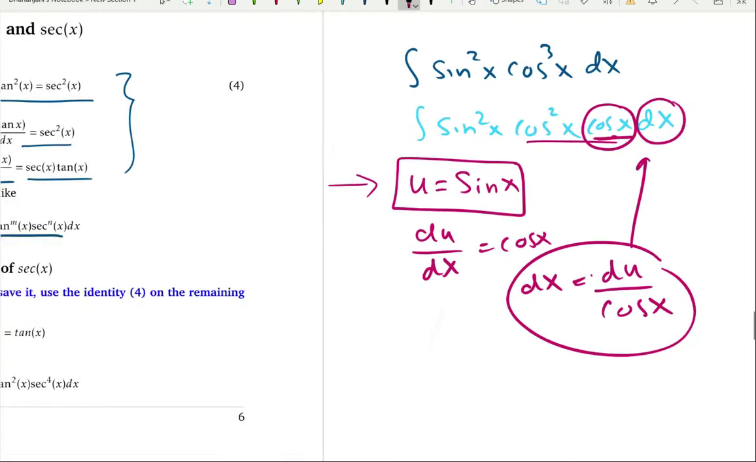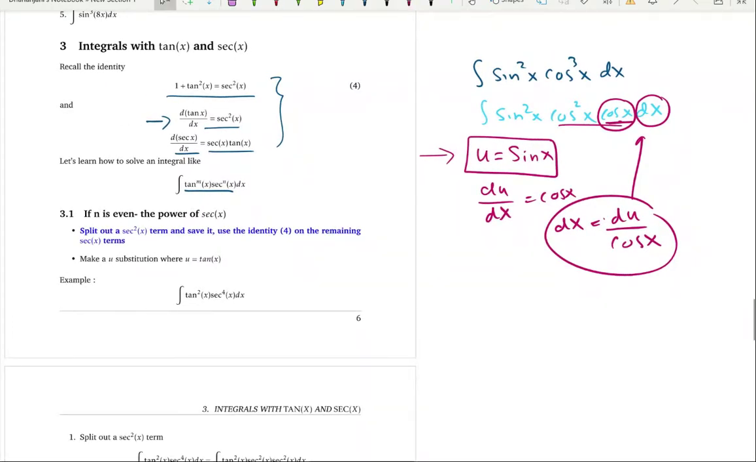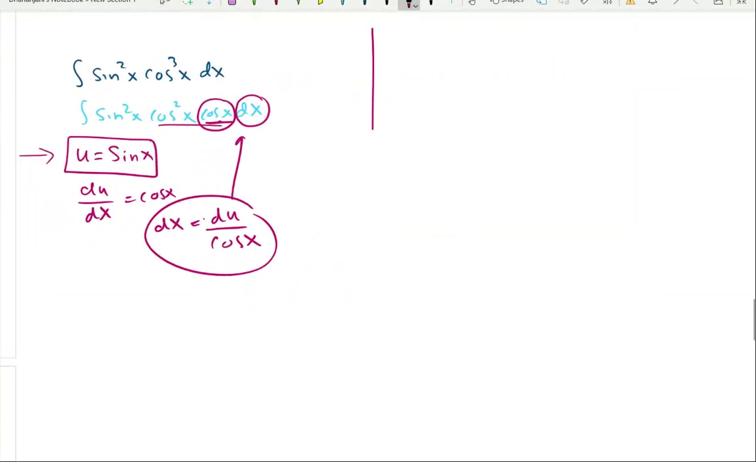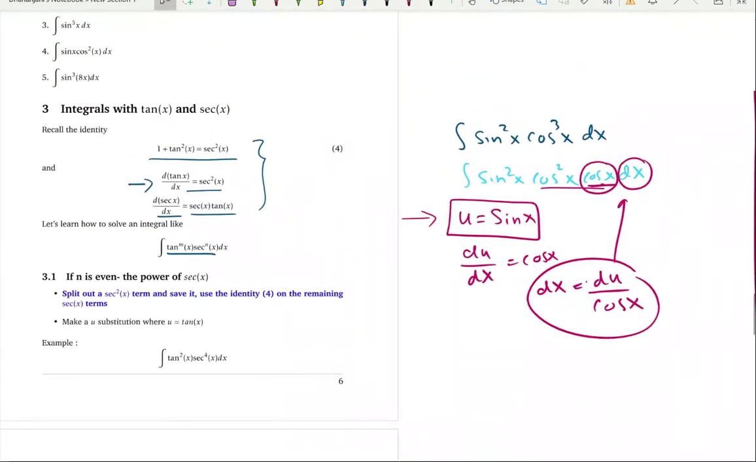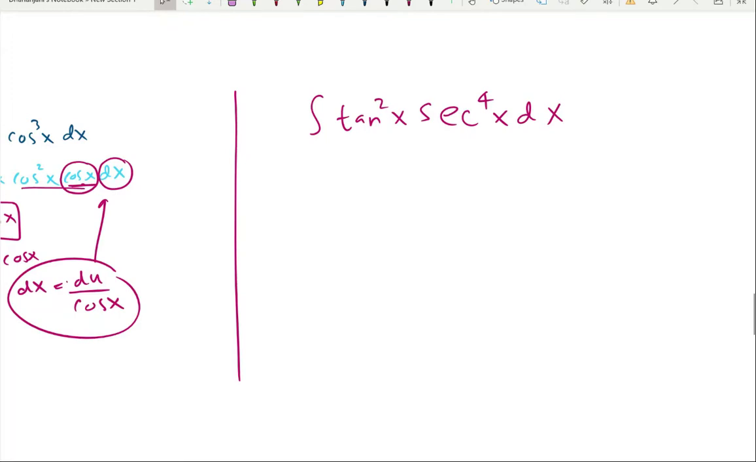Now we use the same idea when we have tangent and secant problems. So let me show you one. Let's say you want to integrate tangent square x and secant 4x. In these tangent secant problems also you have two categories: when the power of secant is even and when the power of tangent is odd. There are two categories, but in this video I'm only talking about the category where the power of secant is even.